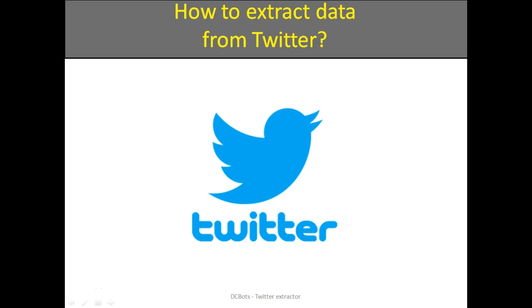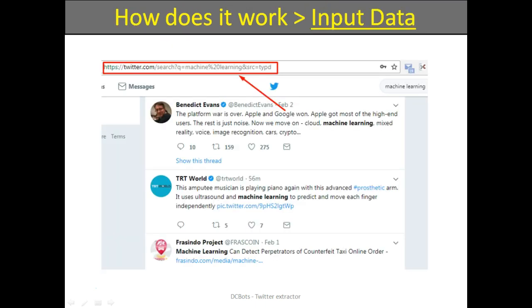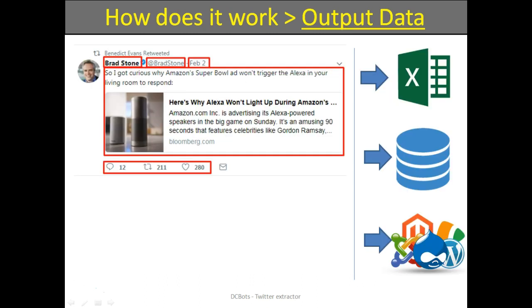Now you will see how to extract data from Twitter using our solutions. How does it work? As input data, you set the Twitter listing link, then just launch the data extraction process in DCBots software. Finally, you receive text, retweets, likes and other essential data on tweets. We can also customize our solution to scrape more data if you need. You can get the result data in Excel format, database or export it directly to your website. If you have any special requirements, we can discuss customization as well.